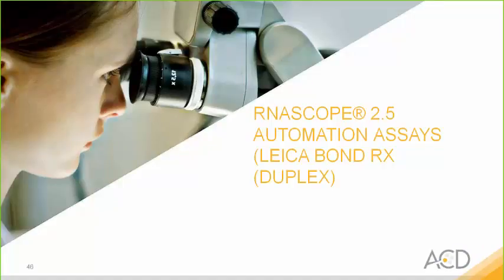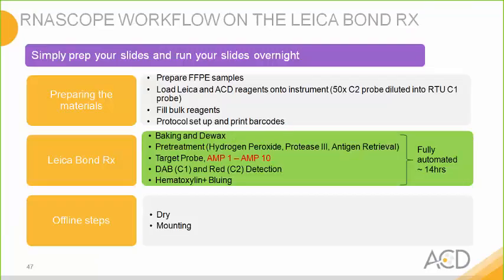We also have the automation assays with the DUPLEX chromogenic assay. And here's the assay workflow on the LEICA Bond RX. Fully automated, the assay is roughly 14 hours. This is for doing a DAB and red detection, brown and red detection, using the DAB and red refined kits from LEICA.